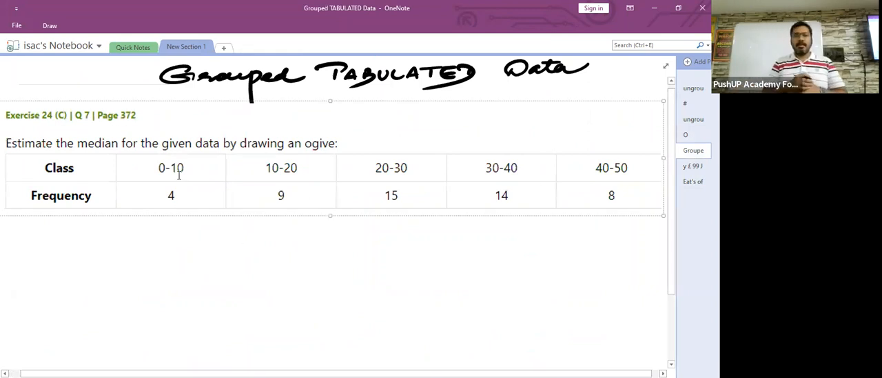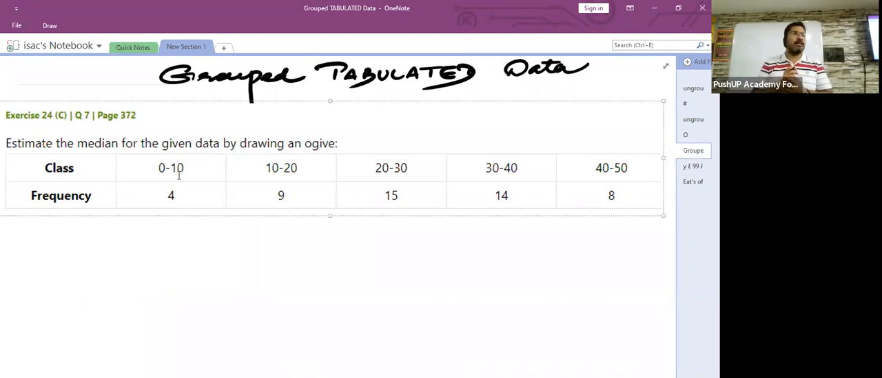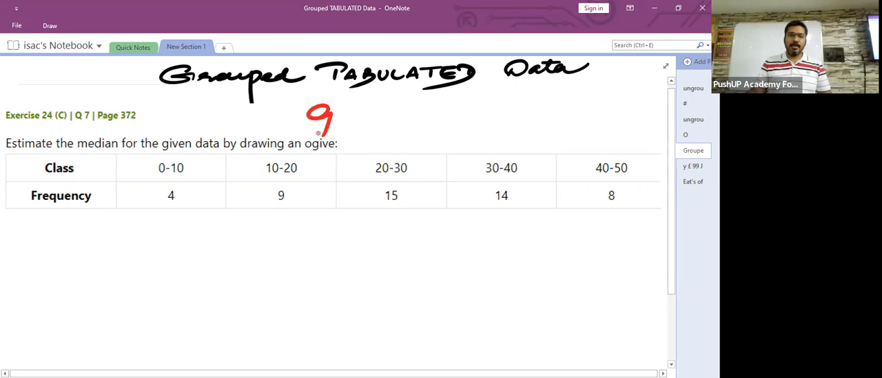Now we have to start with grouped tabulated data. Do you want to start it today, or we can start it on Saturday? Because this will need graphs, children. From here, we are going to draw graphs, so we will do it with a very fresh mind. Online students, you also agree with this? With a very fresh mind, we will start with ogive.